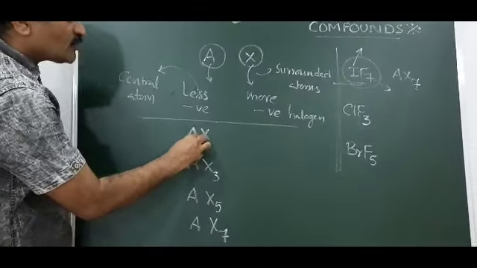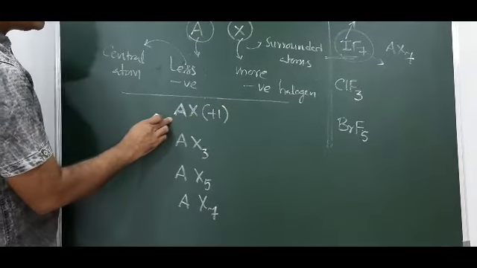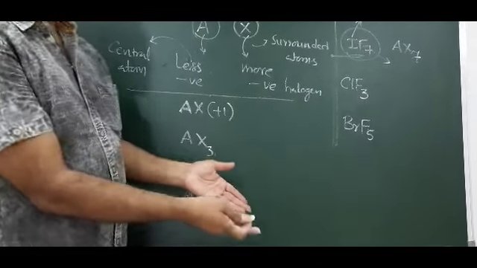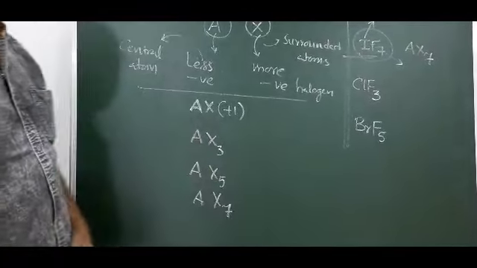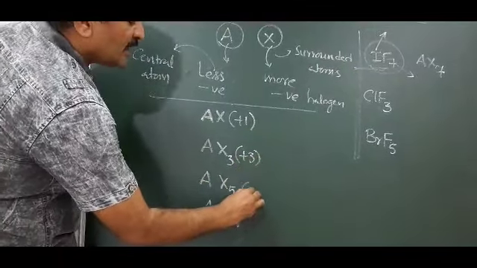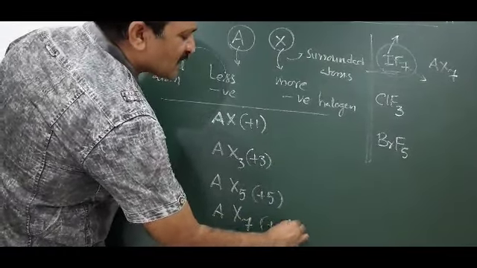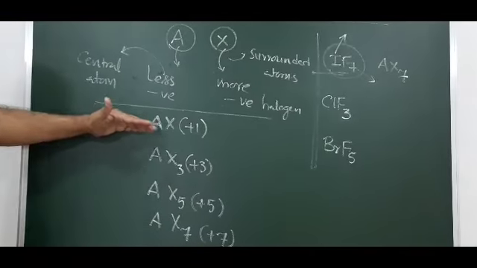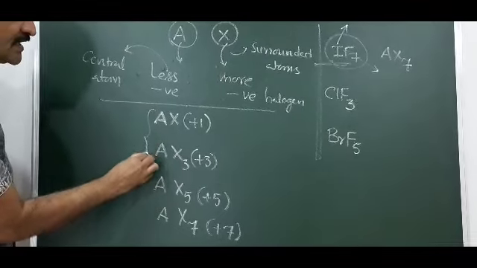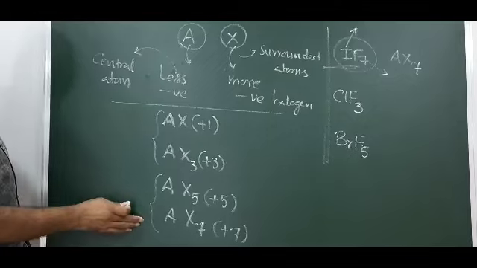A is less electronegative, that's why it always exhibits a positive oxidation state in these compounds: +1 in AX, and X exhibits -1, because more electronegative halogens always exhibit the -1 oxidation state. Here A exhibits +3 oxidation state, here A exhibits +5, and here A exhibits +7. This is the simple classification of interhalogen compounds: AX, AX3, AX5 and AX7. This is one class, this is another class.